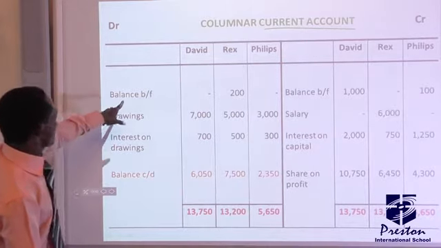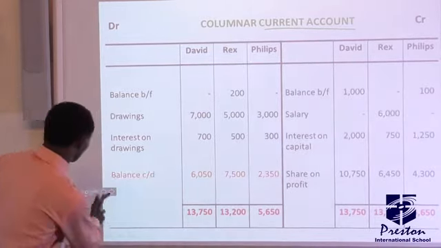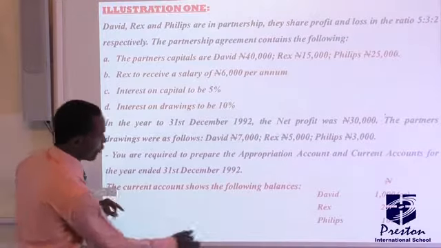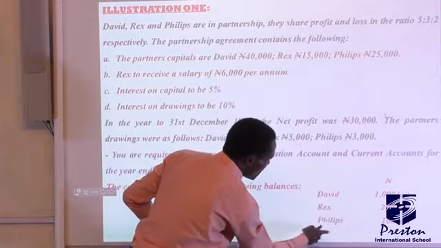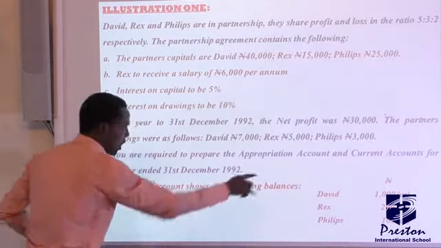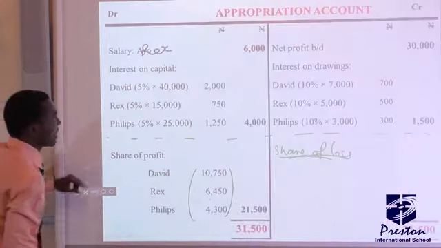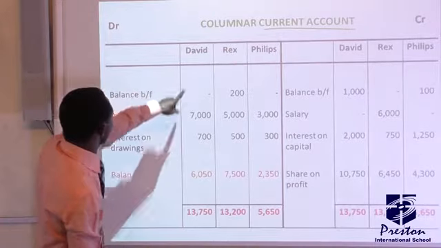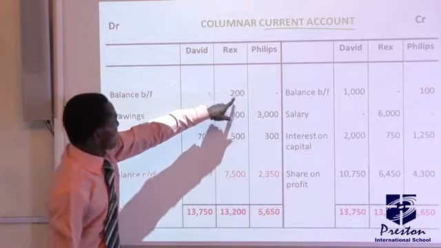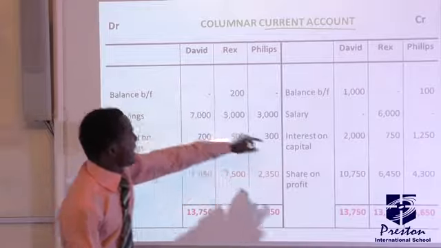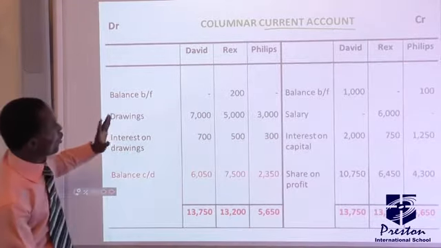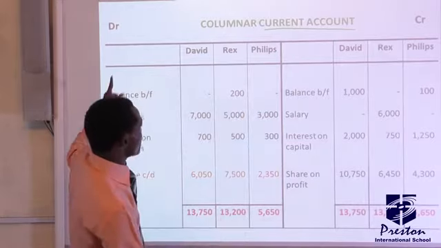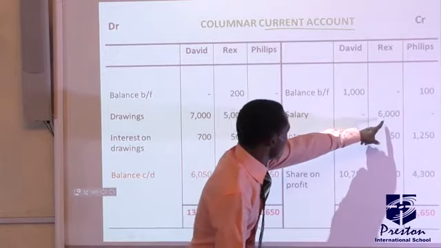Remember, we were told the balance brought forward. The balance brought forward here, the one we were introduced to, David and Phillips are having credit balances, while Rex is having debit balances. That is what we can see here. Rex is having 200 debit balance, while David and Phillips are having these balances. Now, look at it. Salary paid to Rex. This is it.